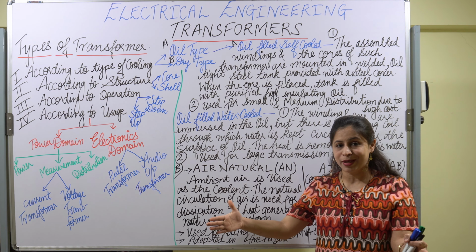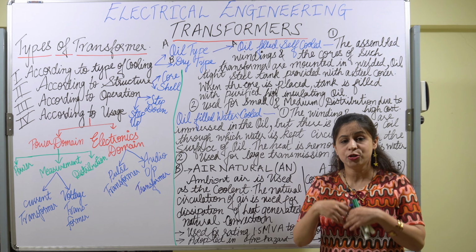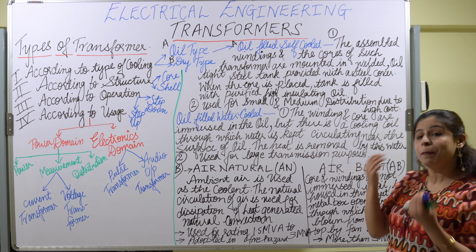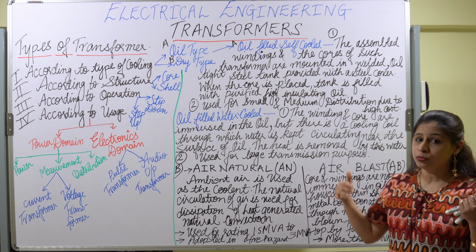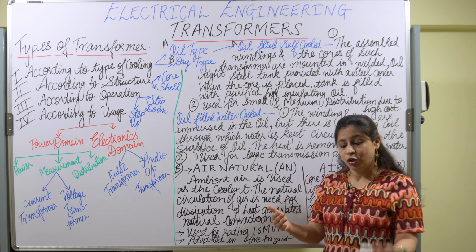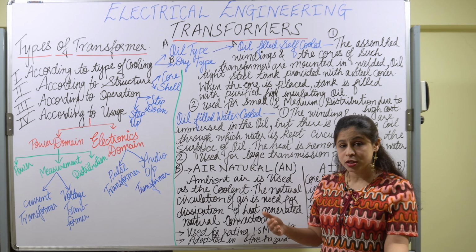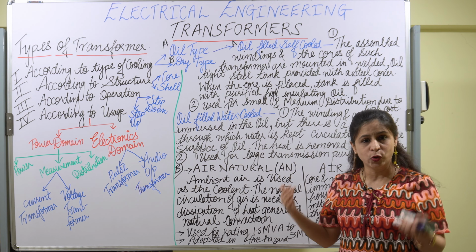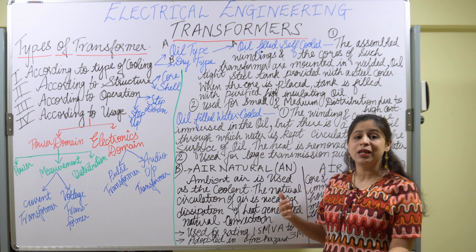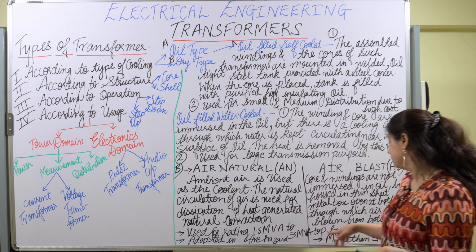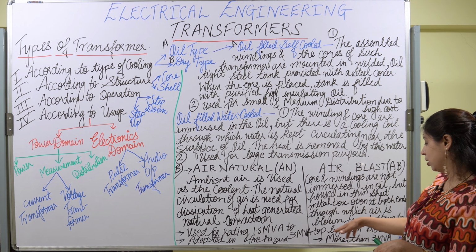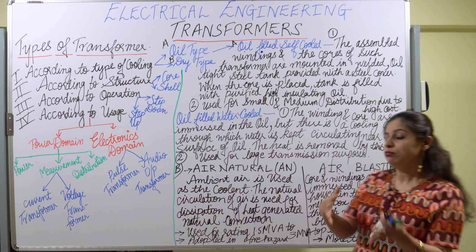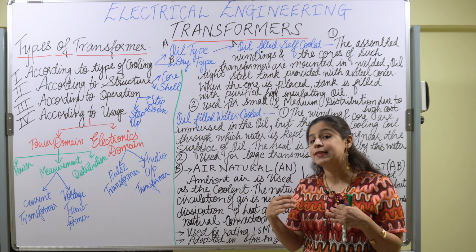They are housed in a thin sheet metal box, which is open at both the ends. From the bottom, the air is blown inside, either by fans or by regulators. When the air is blown from the bottom to the top, the transformer gets cooled.